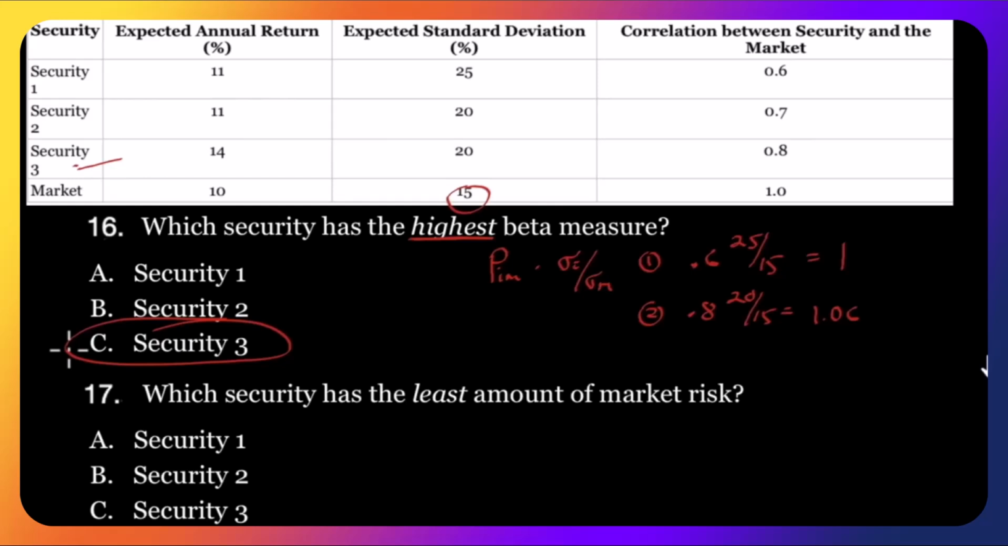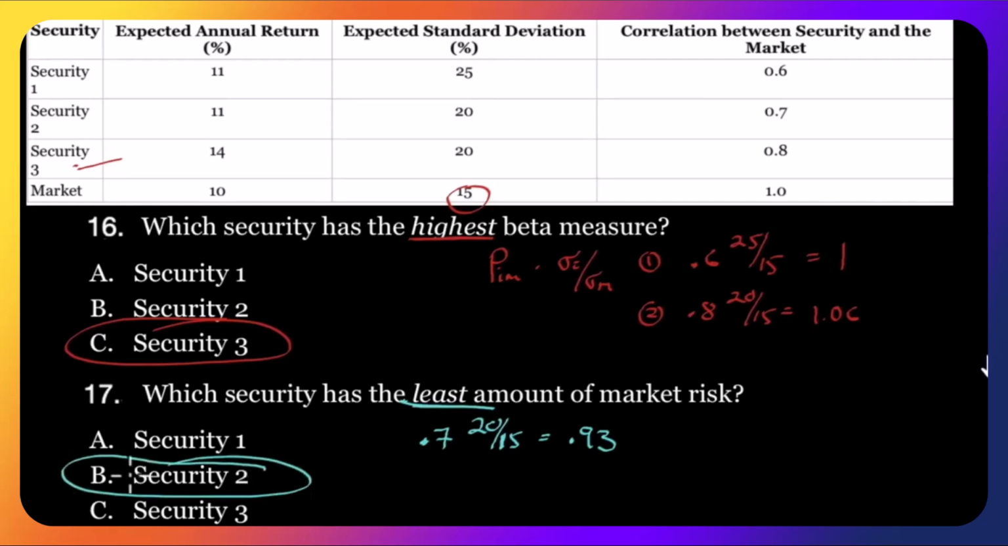Which security has the least amount of market risk? The least amount of market risk. So we want the one with the lowest beta. This is 1.06. This is 1. So I know my security 1 has the lowest so far. Let's just calculate security 2. That'll be 0.7, 20 over 15, and that is going to give me 0.93. I know this is 1.06. I know that's 1. That's 0.93. So security 2 has the least amount of market risk. On this one here, security 2, least amount.